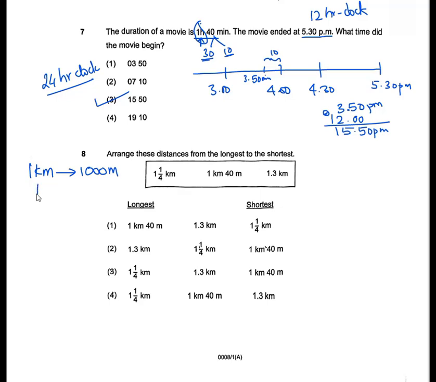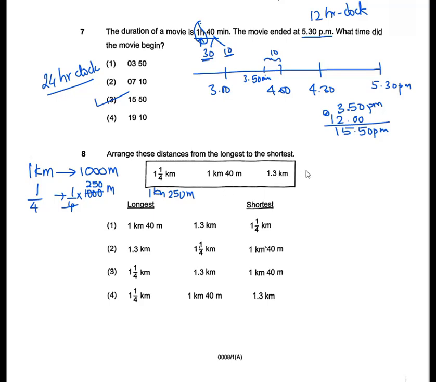So what is 1 by 4 kilometers? So 1 by 4 times 1,000. And this is 4 times 250. So this is equal to 250 meters. So 1 by 4 kilometer becomes 1 kilometer and 250 meters. Now look at here, this we can leave it as it is. This is 1 kilometer, 40 meters.